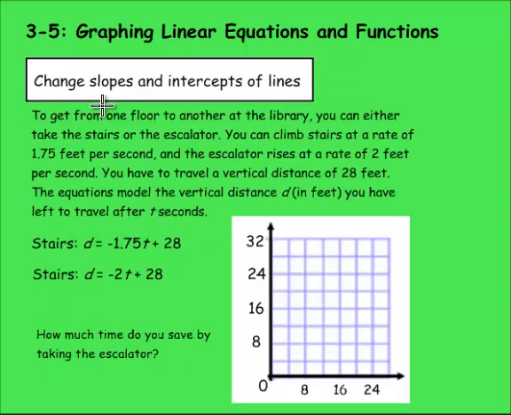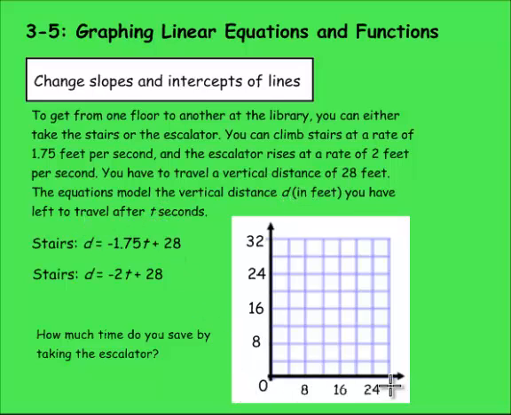Let's change slopes and intercepts of lines here. I think we're just going to focus on the slopes for this one. Intercepts are a little easier. So to get from one floor to another at the library, you can either take the stairs or the escalator. You can climb stairs at a rate of 1.75 feet per second, and the escalator rises at a rate of 2 feet per second, so a little faster. You have to travel a vertical distance of 28 feet. The equations model the vertical distance, d, in feet, you have to travel after t seconds.